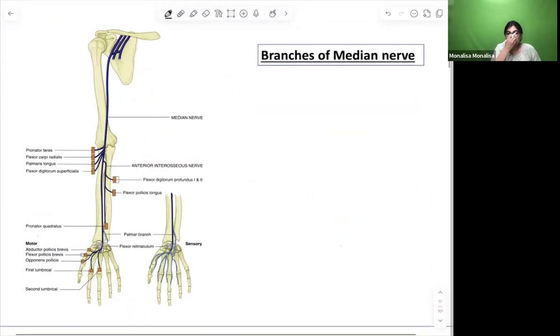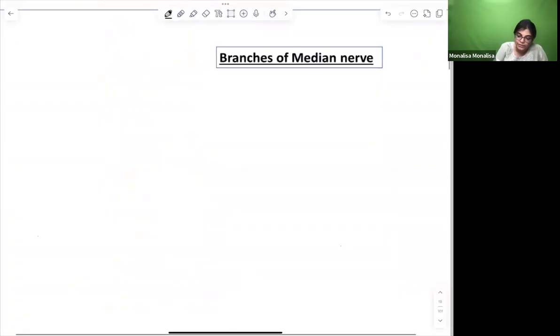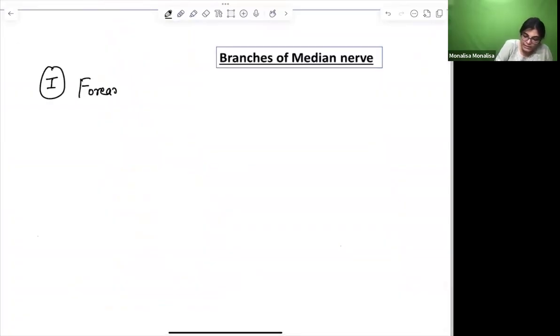Now, the median nerve gives major branches in the anterior part of the forearm, and supplies a few muscles in the hand. In the forearm, it supplies all the muscles of the front of the forearm except two muscles: flexor carpi ulnaris and the medial part of flexor digitorum profundus.